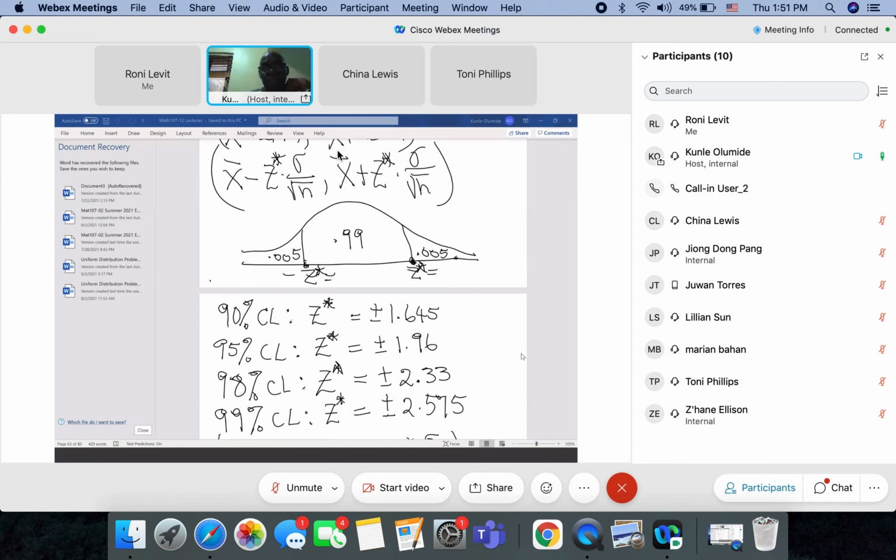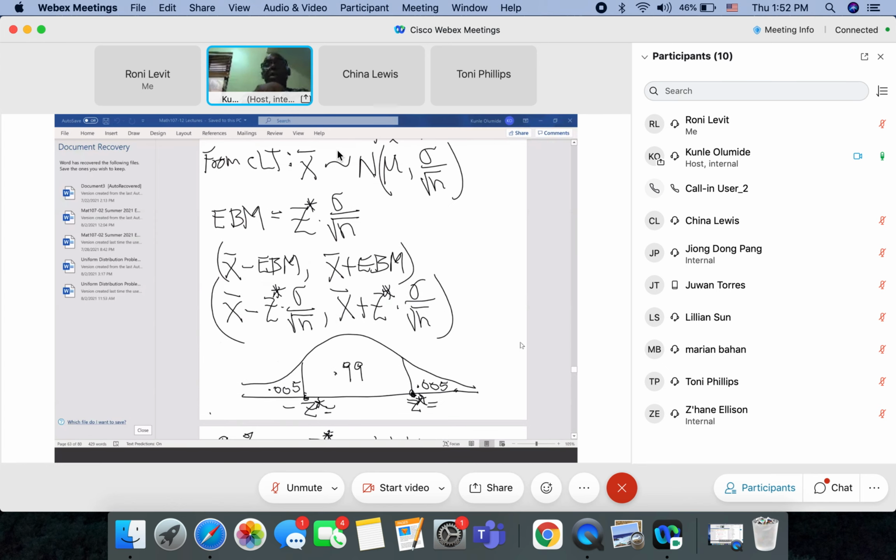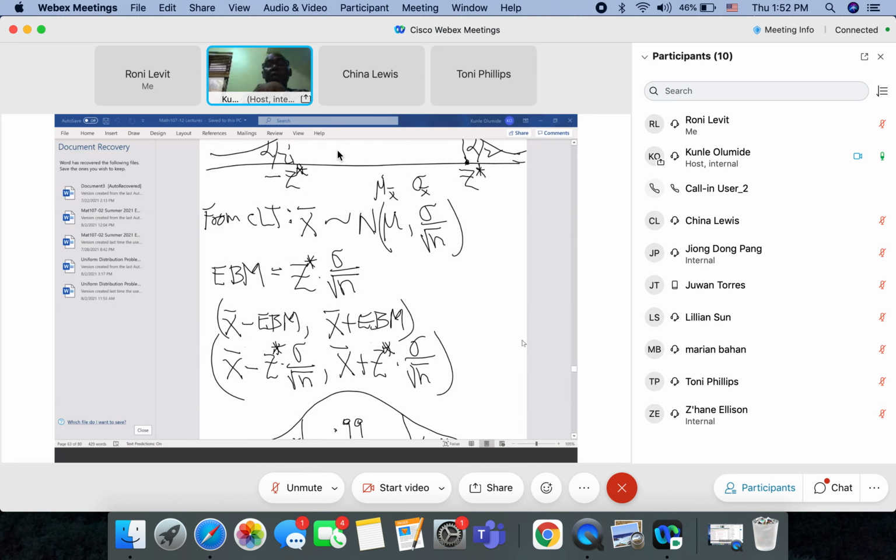parameter like the mean, but it could also be standard deviation or the median or any of the other measures. So you estimate that from the sample, and now you build a confidence interval around the estimate that you obtain from the sample. Okay, so the interval that you're going to build is going to be in the form of x bar minus EBM and x bar plus EBM. That's all you need.